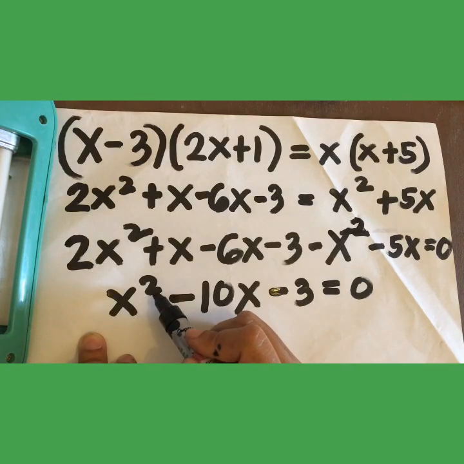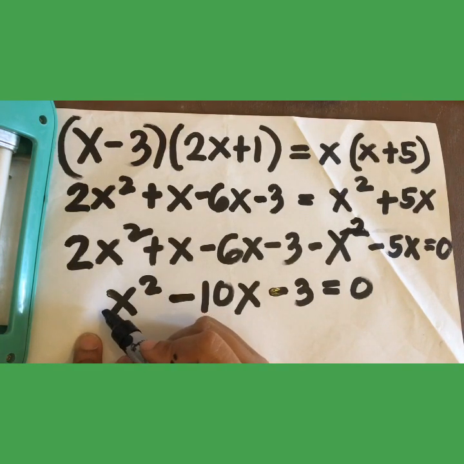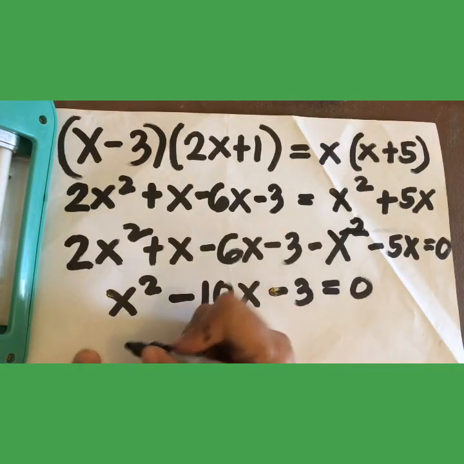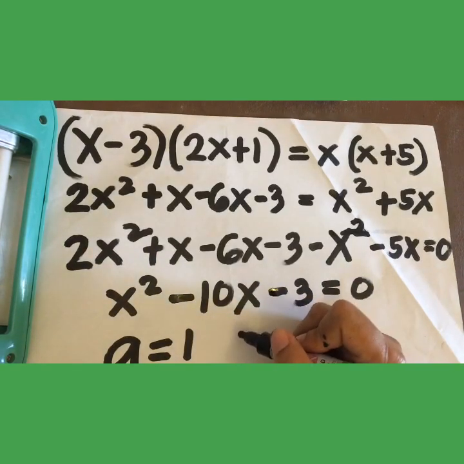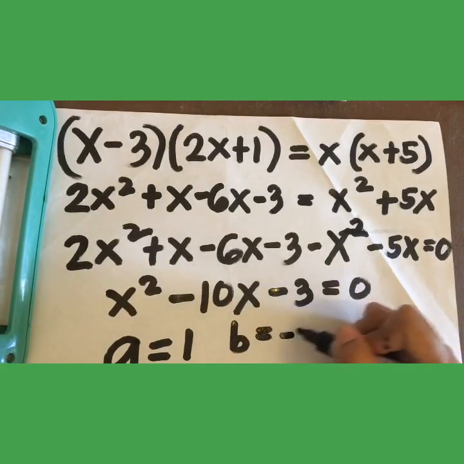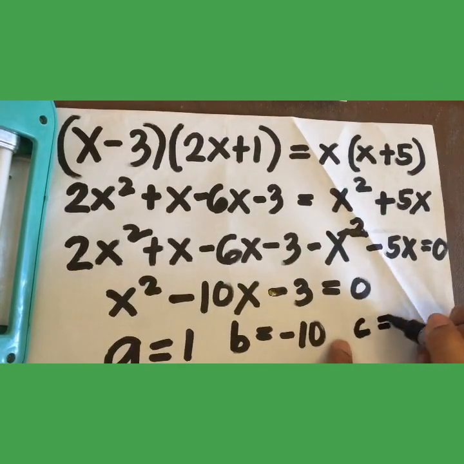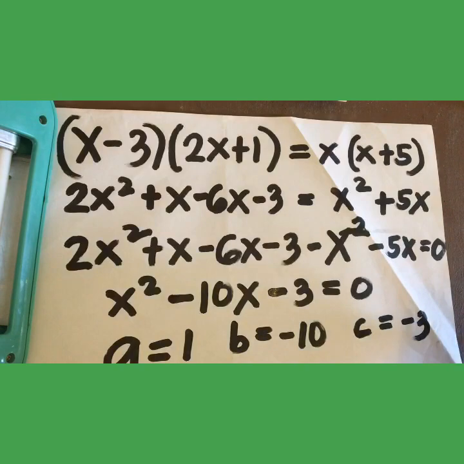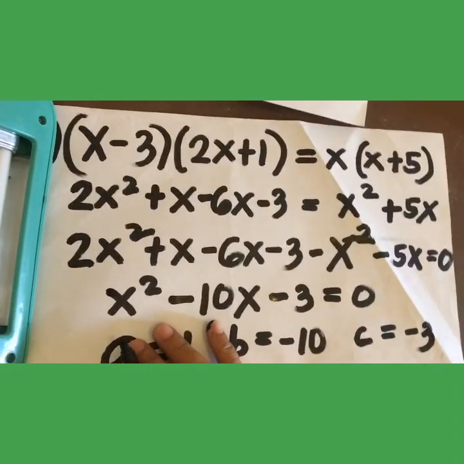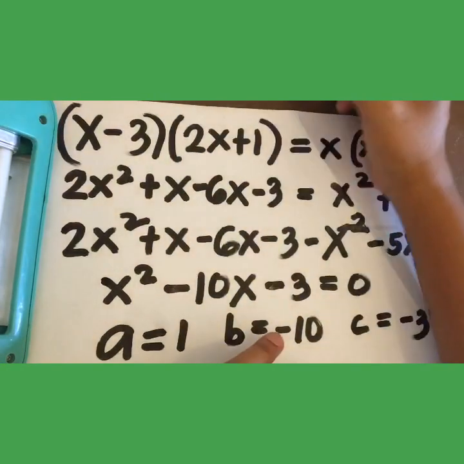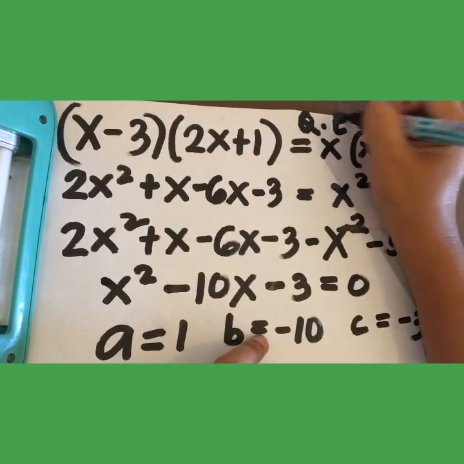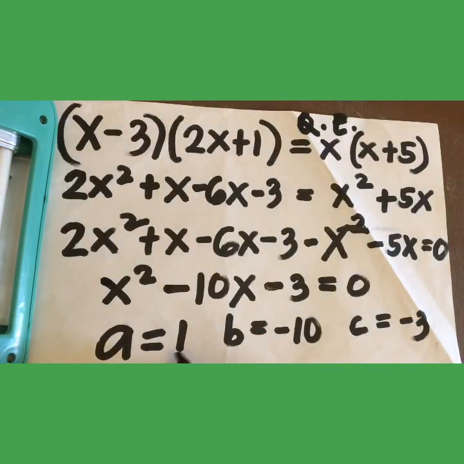Yes. The degree is 2 and a is not equal to 0. We have the b, we have the c. Therefore, our values for a is 1, for b is negative 10 and c is negative 3. So, our final answer is this equation here is a quadratic equation with values a equals 1, b equals negative 10, and c equals negative 3.